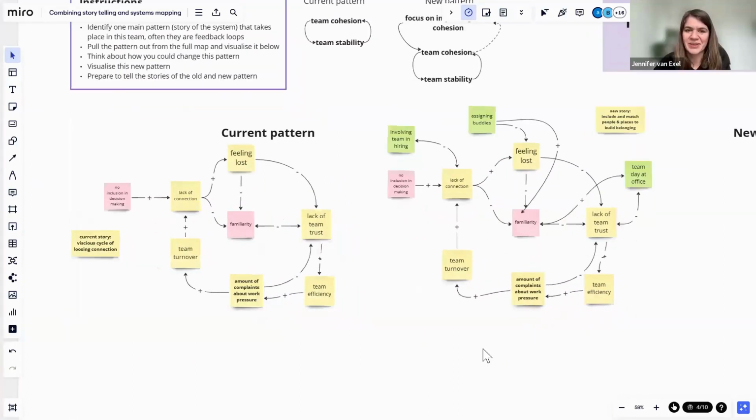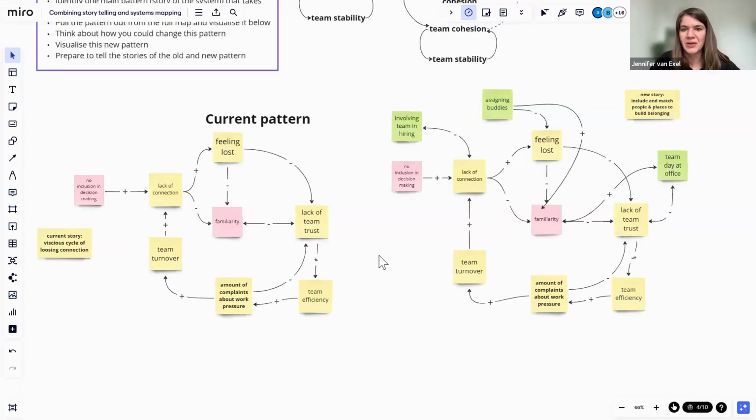Yeah, I can share about our conversation. We first came up with a title for the story of the first pattern. We said, okay, if our first pattern is going to tell a story, it would be a vicious cycle of losing connection. Basically, not being included in the onboarding process will lead to a lack of connection from current team members, but also from the new team member, who then feels lost. Then trust goes down, familiarity goes down, team efficiency goes down, the amount of complaints about work goes up, and the team turnover also goes up. This is the vicious cycle.